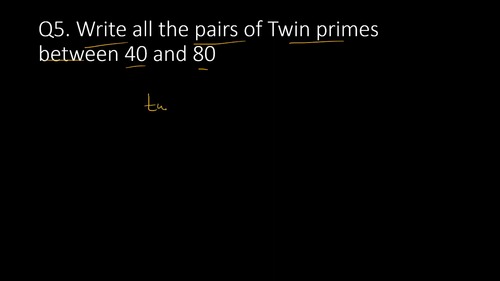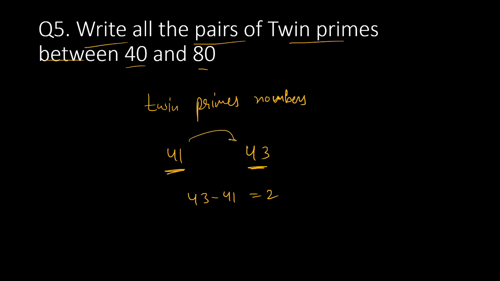Now what are twin primes? Twin prime numbers are prime numbers which have a difference of 2 between them. For example, if I talk about 41 and 43, 41 is a prime number and 43 is also a prime number. And what is the difference between these two numbers? The difference is 2, because 43 minus 41 is 2. So the difference between both the prime numbers is 2. So these two prime numbers are twin primes.